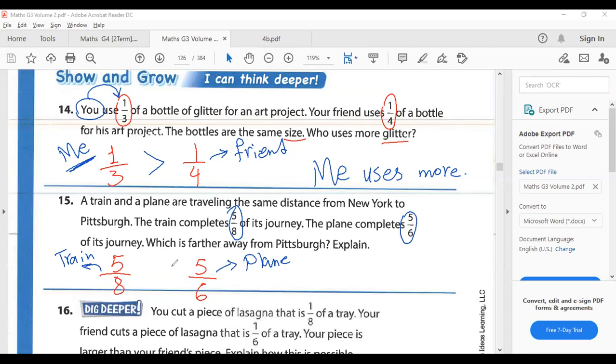5 over 8 will be greater. No, 5 over 6. Yeah, 5 over 6 will be greater. Why? Because the denominator is less. The denominator is less, the fraction is greater. Okay? Yes. Okay, Jawad, thank you. Muhammad Mahmoud.